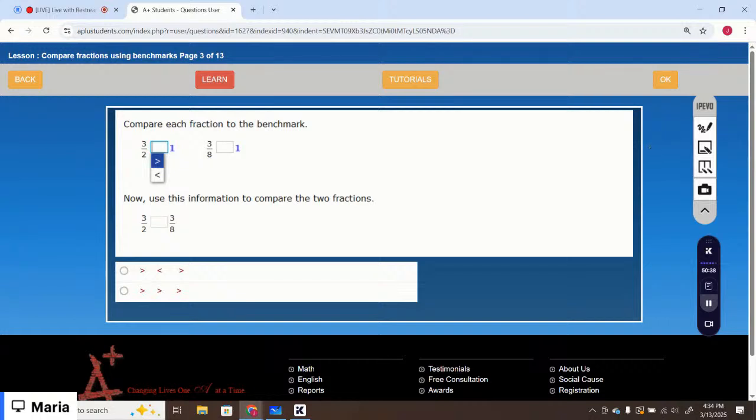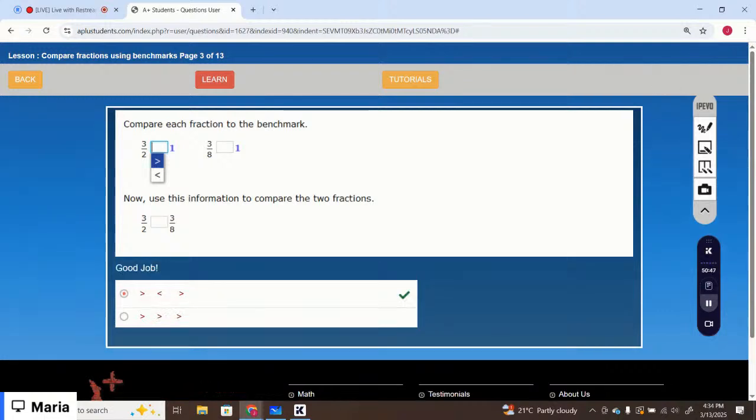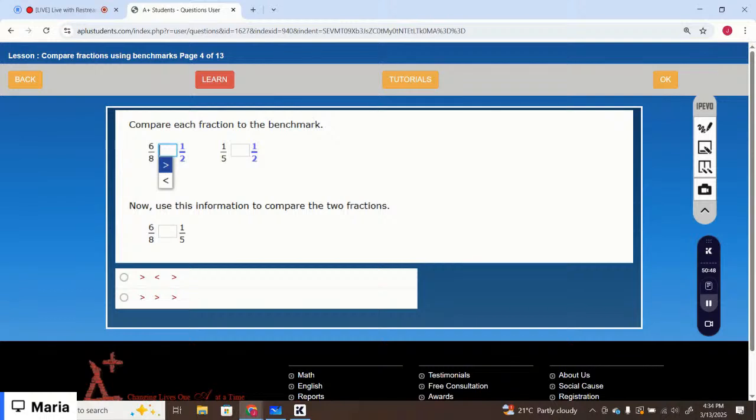3 by 2 is greater than 1 and 3 by 8 is less than 1. Option number 1 is the correct option. Very good. Compare each fraction to the benchmark. So which is the correct option?